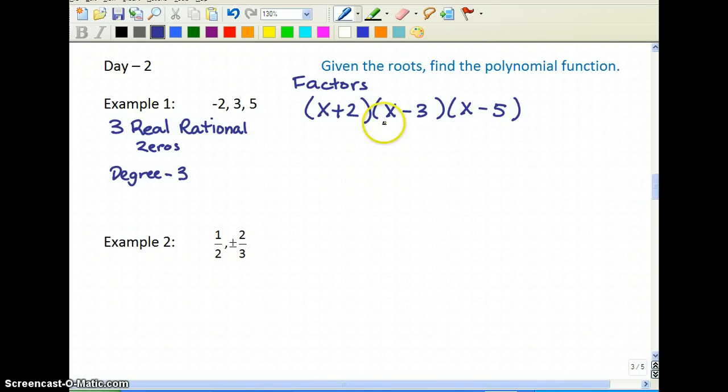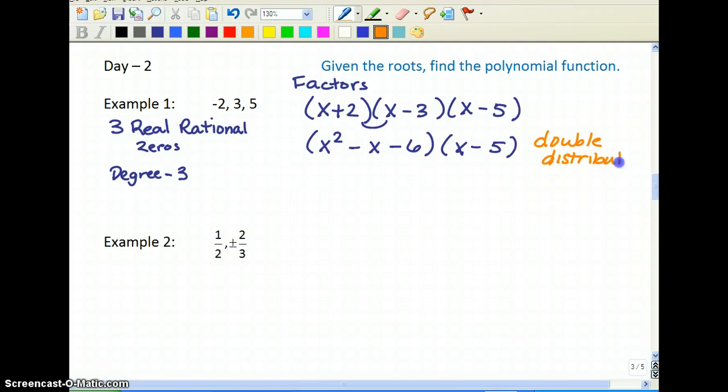Well, we're going to FOIL these together. And it doesn't matter what order you do it. So I'm going to do the first two. X squared, that would be minus 3x plus 2x minus 1x minus 6. Then I have to multiply that by x minus 5, which means I need to double distribute. Which these are all skills that we've learned way back. So we're going to use them all now.